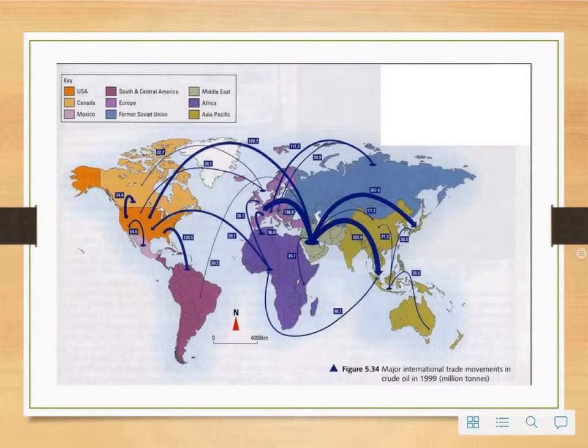Here is another example of a flowline map, and this represents the major international trade movements in crude oil in 1999. And as you can see, once again, the thickness represents volume. And this is what you will need to do when you get a chance.